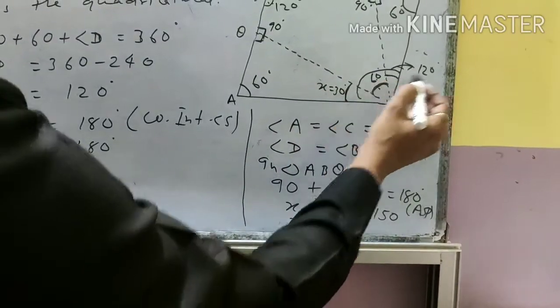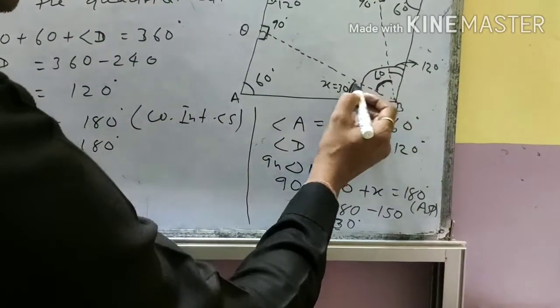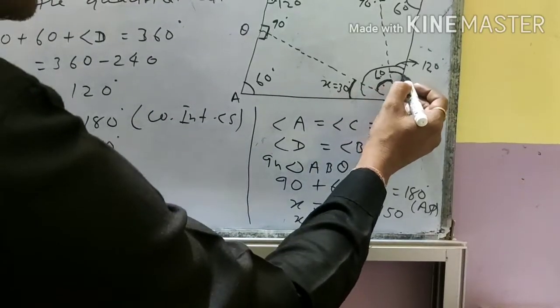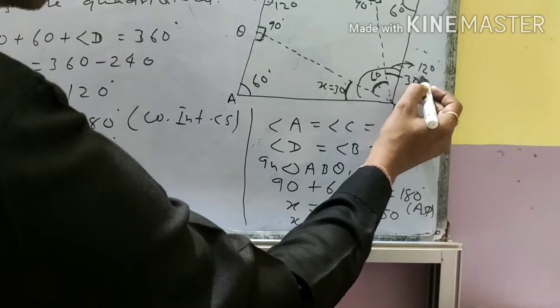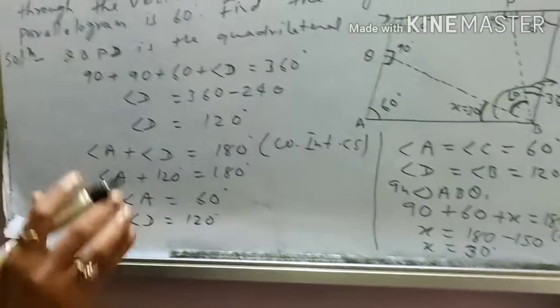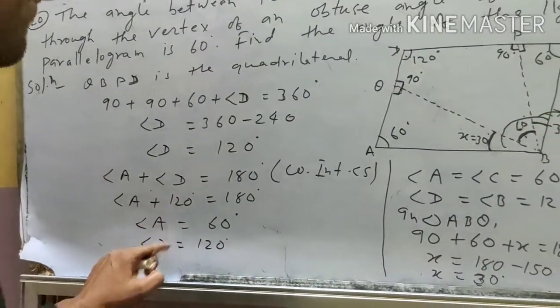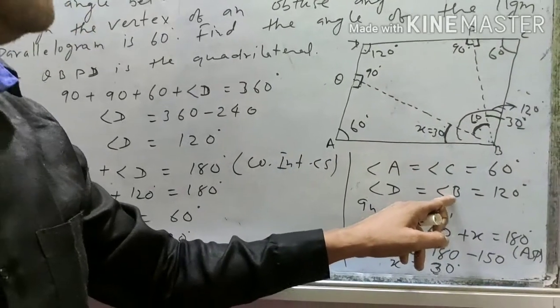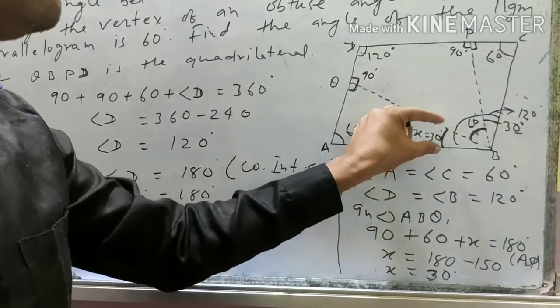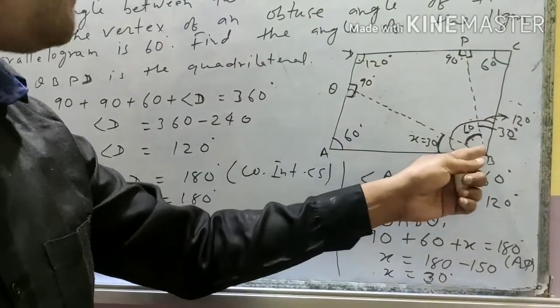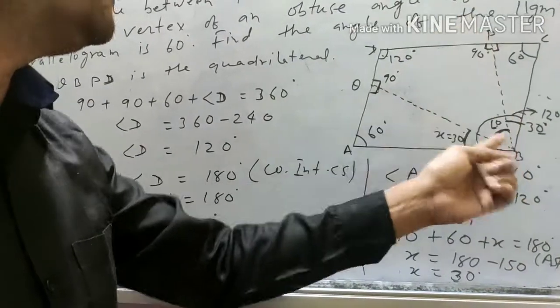And the complete angle is 120 degree. This angle is 60 degree. This angle is 30 degree. So obviously, student, this angle is also 30 degree. So we have calculated all values: angle A, angle D, angle C and angle B, and the respective angles made by the altitudes.